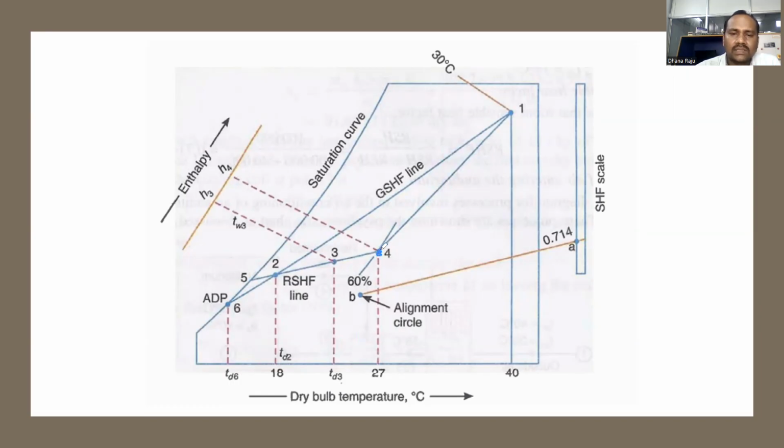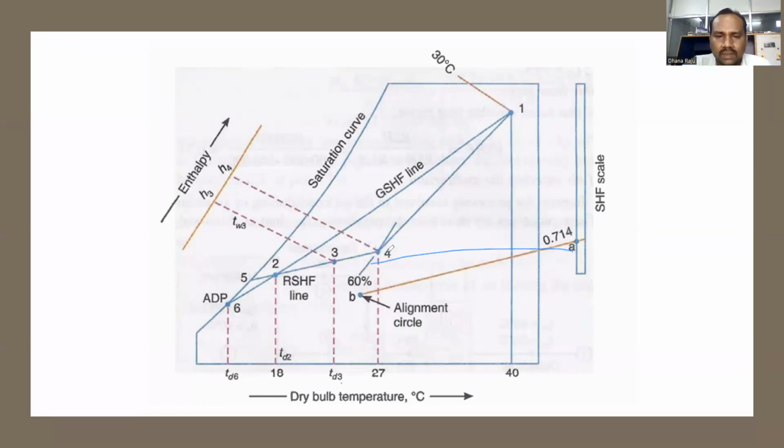So this is called the inside condition. Earlier we noted it as 2, but here it is 4. Don't worry about the representation of points. 4 is called the inside condition of the air. What is given? 27 degrees centigrade DBT and 60% RH. This is 60% RH, so 4 is located. B is located. A is located.